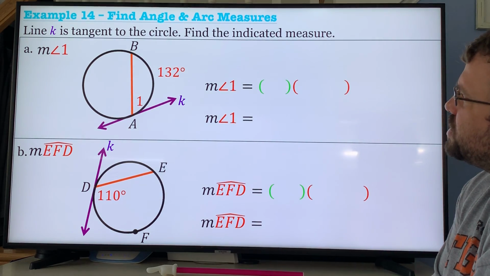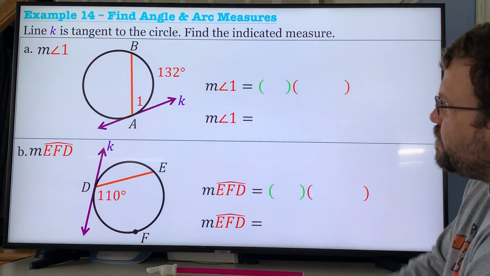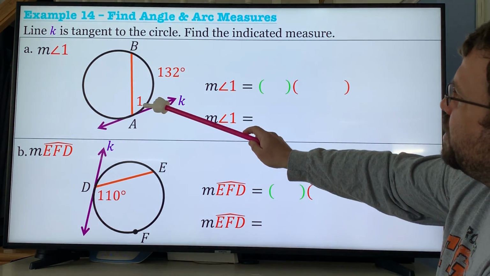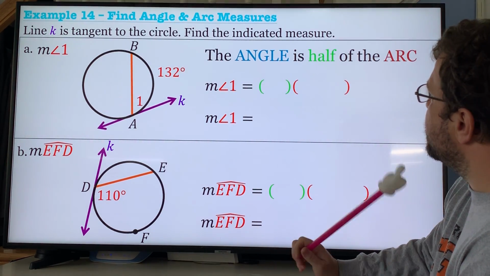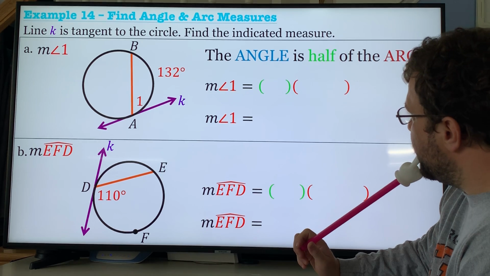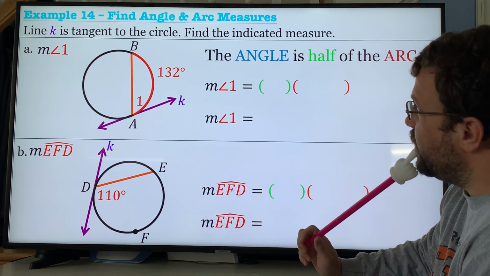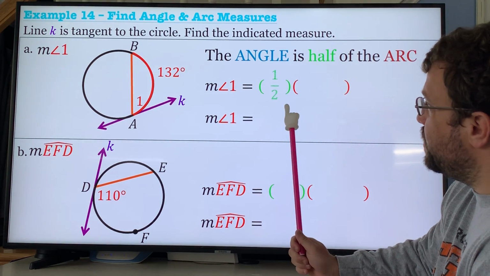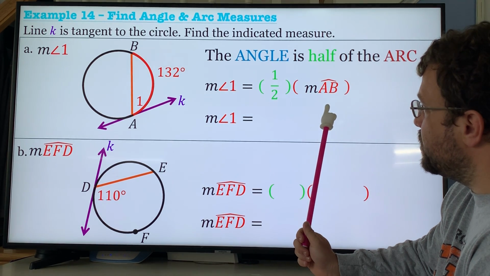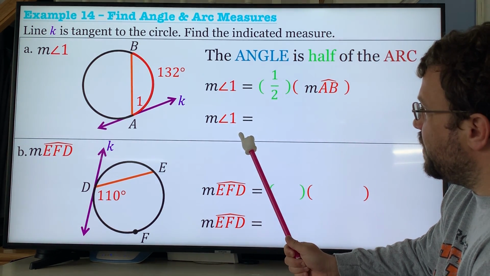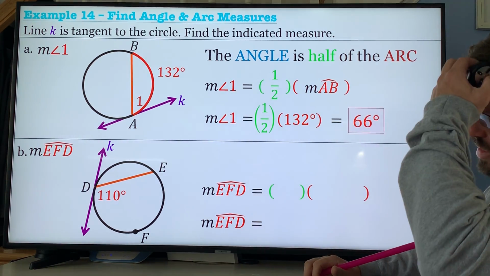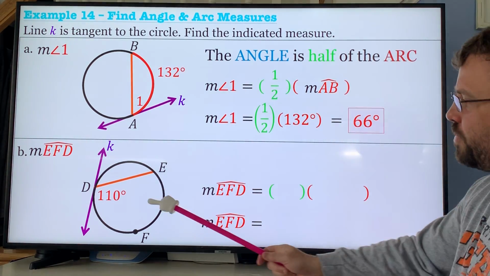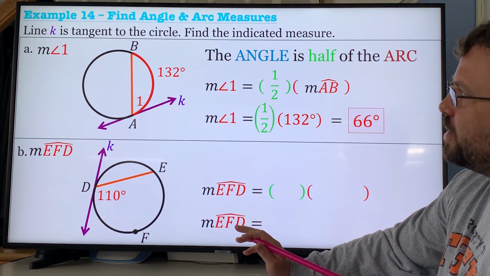Line K is tangent to the circle. Find the indicated measurement. So measure of angle 1. How is it compared to that? The angle is half the arc. So measure of angle 1 is compared to arc AB. So it should be half of measure of AB. The measure of angle 1 is half of 132, which is 66. All right? In this case, find the arc.